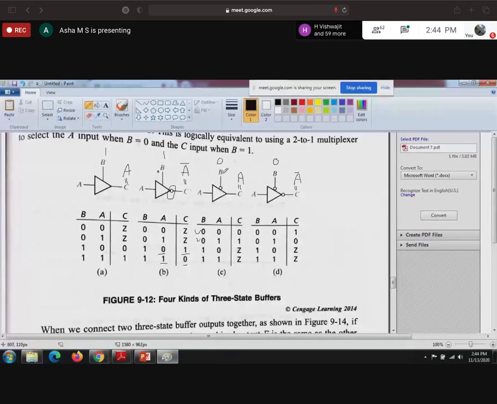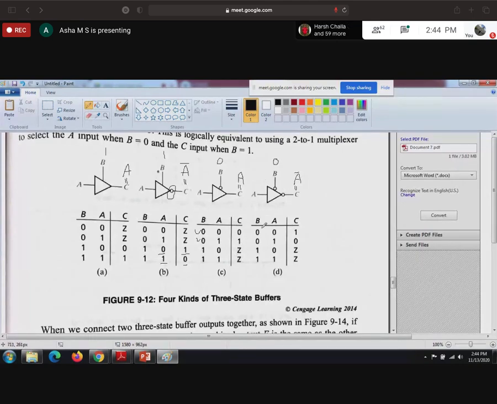Next, B equal to 1. When B equal to 1, it is disabled. Why disabled? Because B is inverted. That's the reason why, when the buffer is disabled, the output will be high impedance.